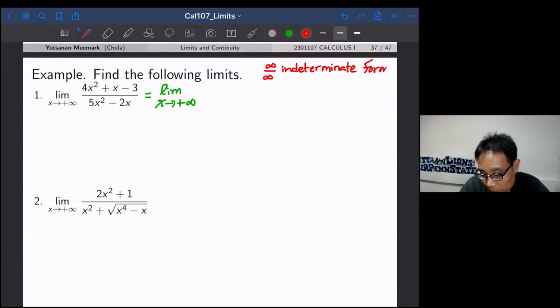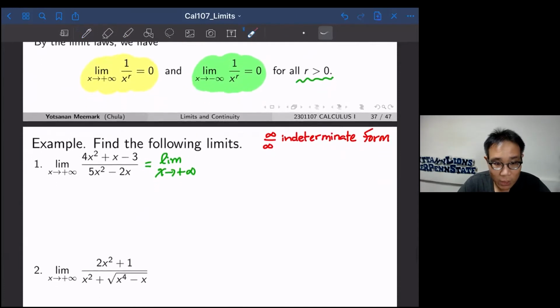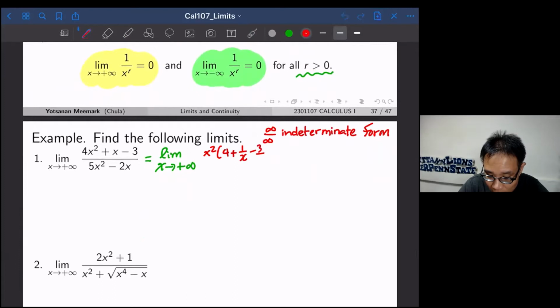Form, you're not allowed to conclude anything from this form yet. You need to simplify, and normally we're going to simplify, and we are trying to use this relation that we have shown. So in this case, you have the limit as x goes to positive infinity of (4x squared plus x minus 3) over (5x squared minus 2x). So in this case, you're going to pull out x squared. Okay, so you have 4 plus 1 over x minus 3 over x squared.